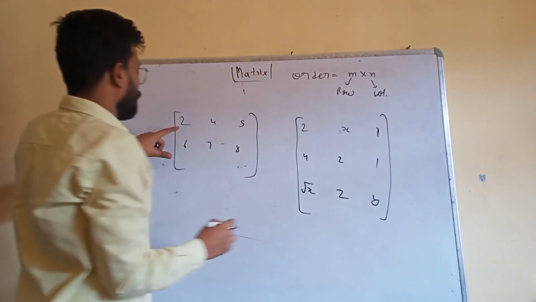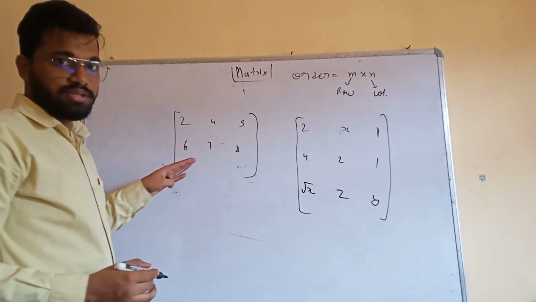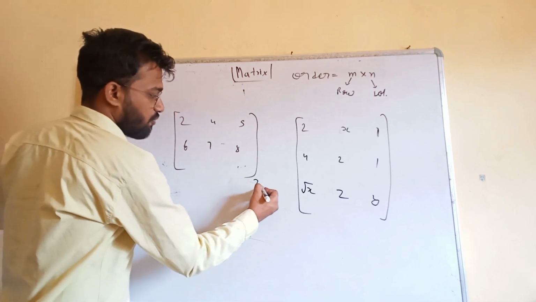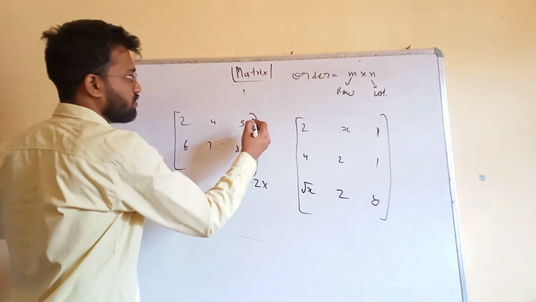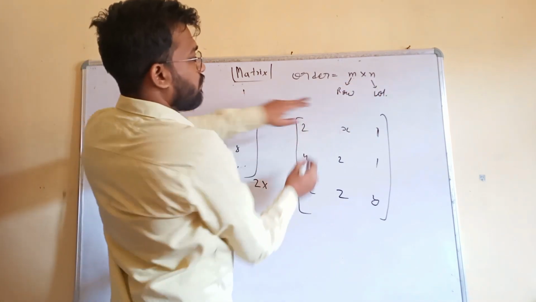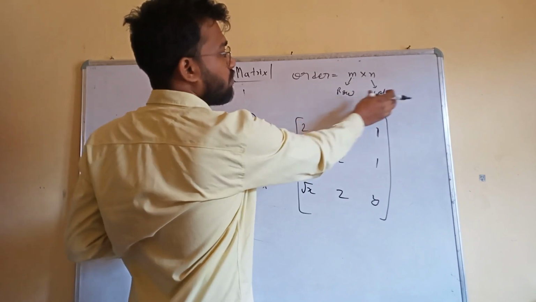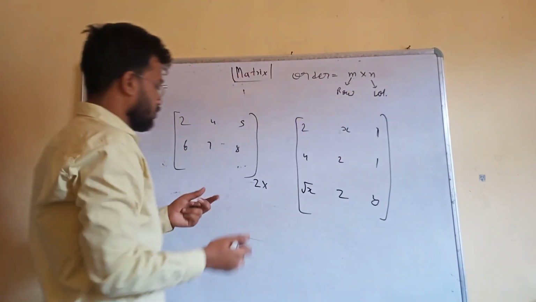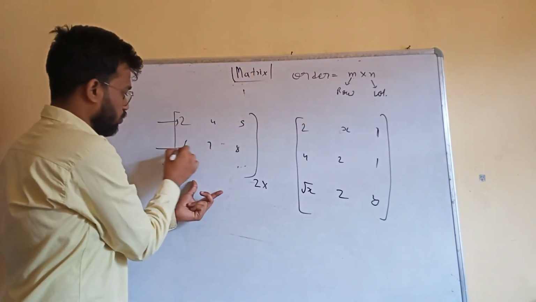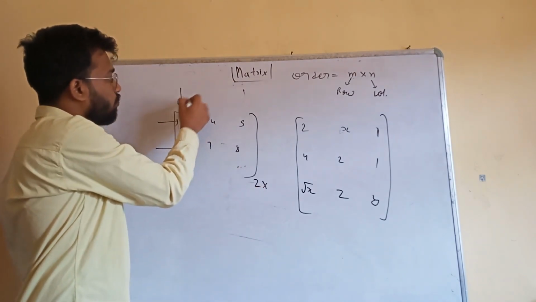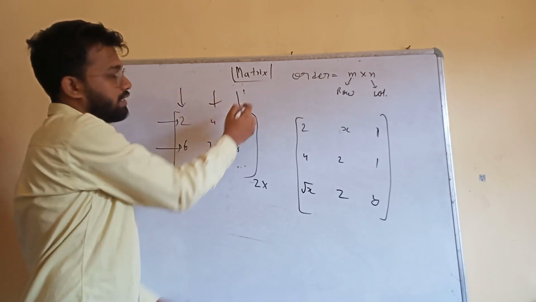So what is the order of this matrix? How are we going to find it? First, second, 2 rows. So how am I going to write? Row into column. What was it? M into n. M is rows and n is columns. So first I'm going to write the number of rows cross the number of columns. First I count the rows: 1, 2. 2 rows, so I'm going to write 2 multiplied by columns. How many columns are there? 1, 2, and 3. 3 columns.